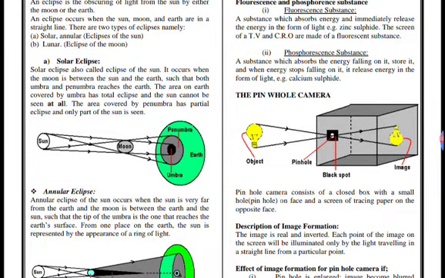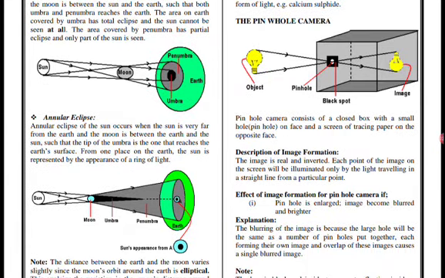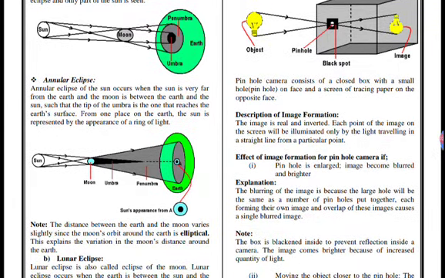Then the annular eclipse, which is under the solar eclipse, takes place when the moon is very far from the earth, such that a tip of the sun appears on the earth. Annular eclipse of the sun occurs when the moon is very far from the earth and is between the earth and the sun, such that the tip of the umbra is the one that reaches the earth surface. From one place on the earth, the sun is represented by the appearance of a ring of light.